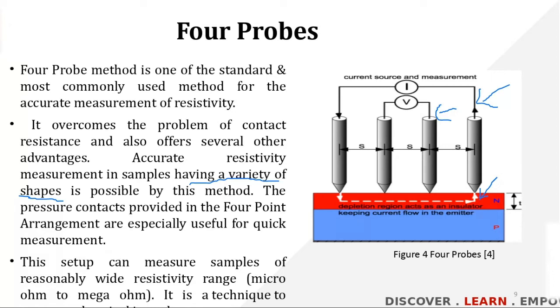It can also measure a wide resistivity range, from micro ohms to mega ohms. When you use 2 probes, you can't measure the resistivity over the range from micro to mega ohms, but with 4 probes you can. You also get an accurate value of resistivity from this experiment. But when you use 2 probes, the measurements are not very accurate, and there is a large percentage of error.